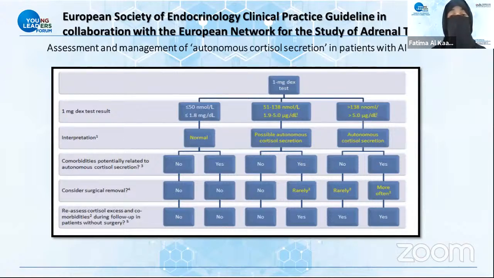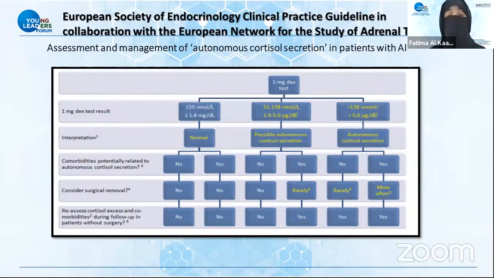When the cortisol level after the 1 milligram dexamethasone test is less than or equal to 50 nanomole per liter, they consider it an exclusion of autonomous cortisol secretion. No further follow-up is recommended unless a new clinical sign or symptom appears. When the result is between 51 and 138 nanomole per liter, they call it possible autonomous cortisol secretion. And here we have to assess the comorbidity related to autonomous cortisol secretion. I will mention them later.